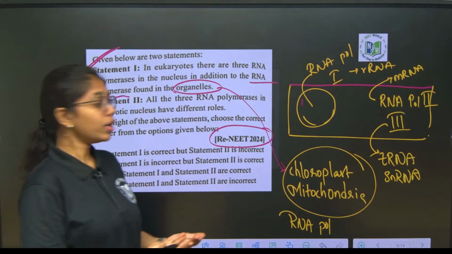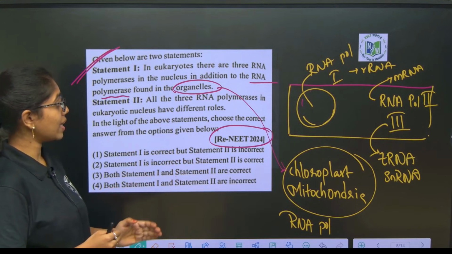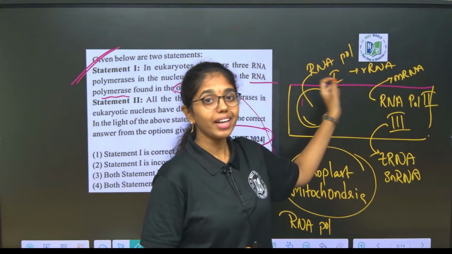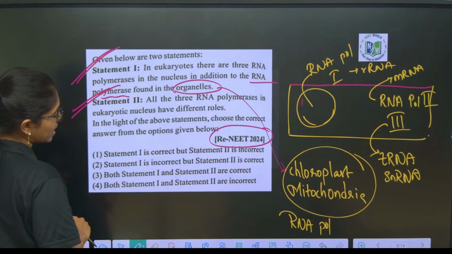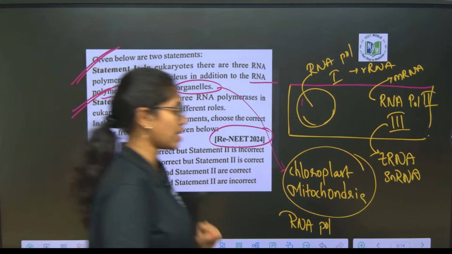In statement 2, all the 3 RNA polymerases in the eukaryotic nucleus have different roles. Yes, each of them is synthesizing a different molecule. So statement 2 is also true. So both statement 1 and statement 2 are correct. Option 3 is the right answer.